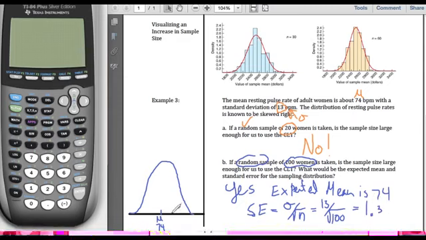So I could go up 1.3, that will be 75.3. I could go down 1.3, that would be 72.7. And most of my sample means would be in between these values. Not every sample mean will be exactly 74. Some will be a little bit lower. Some will be a little bit higher. Most will be within 1.3 beats per minute of that 74.